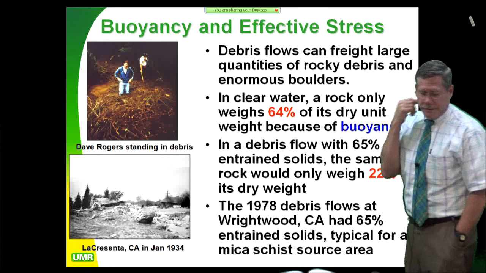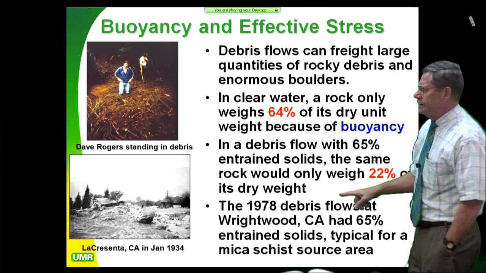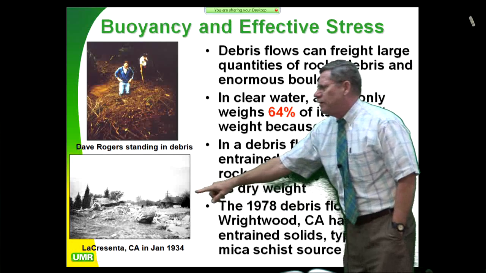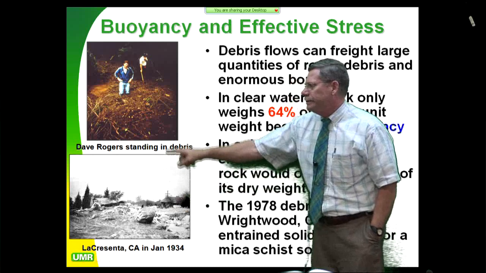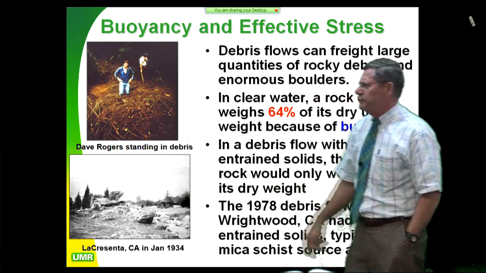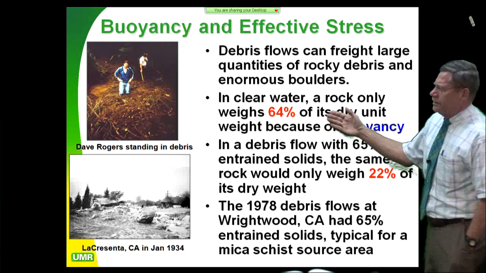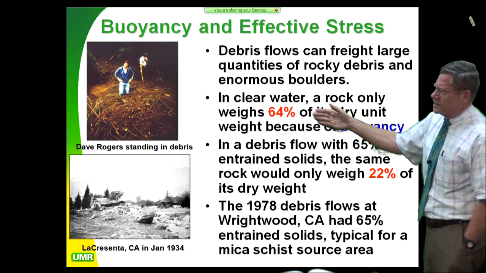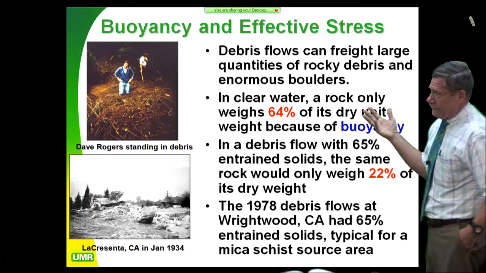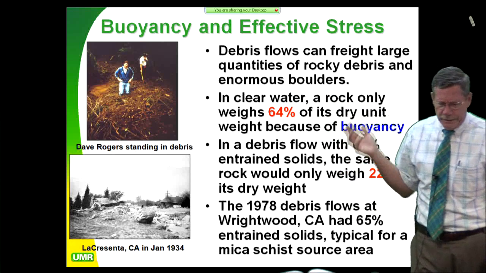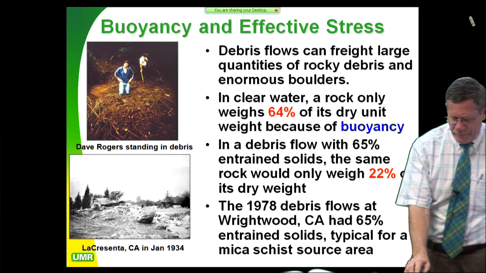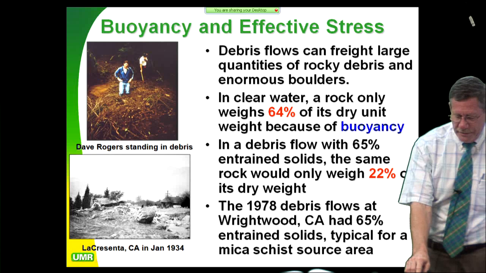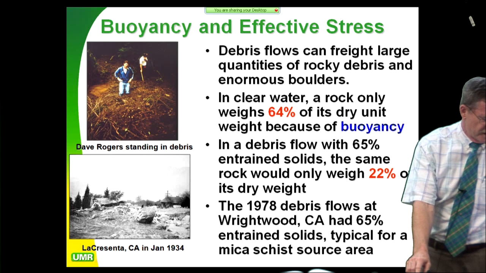So this actually shows the debris flows at Wrightwood. Well, actually, this is La Crescenta, 1934. This is me standing in a debris flow. You're going from 64% to 22%. And if you get into something that has a lot of mica, you can actually get down to 10%. If you had 75% entrained solids, you'd be at 10%.